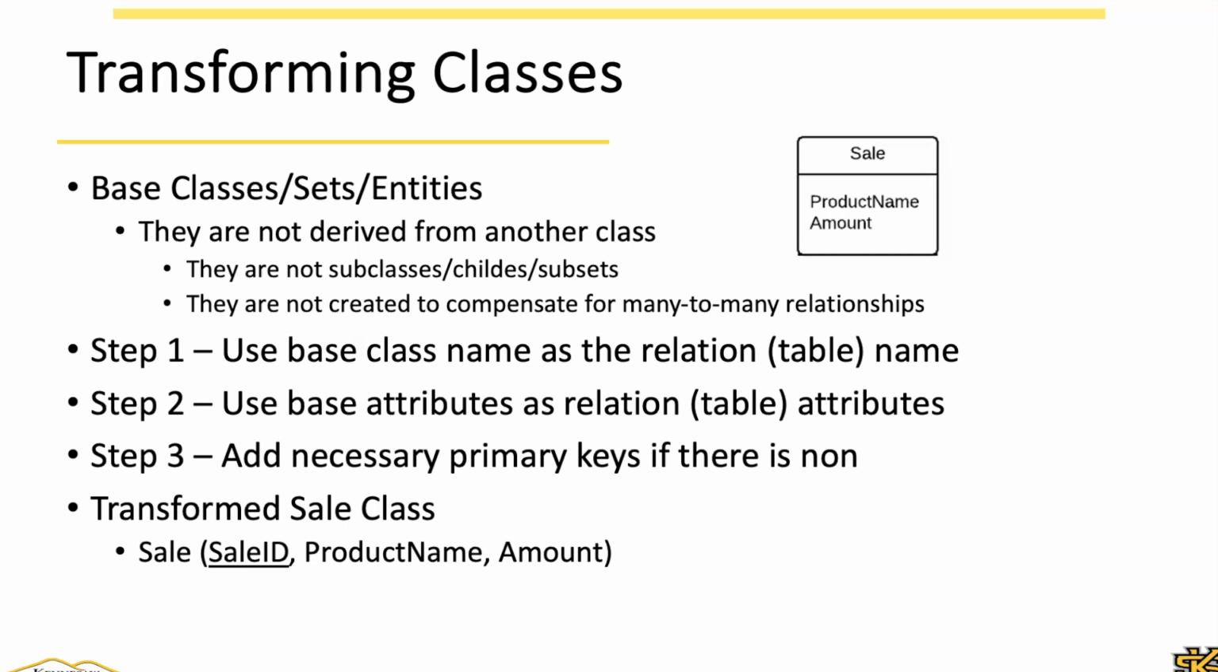For example, transforming a sale class might look like this. You create a sale table with sale ID as the primary key, along with attributes like product name and amount. So as you can see, the sale ID might not have been in the original class diagram. It wasn't designated in the original class diagram, so you will need to add it in this stage.